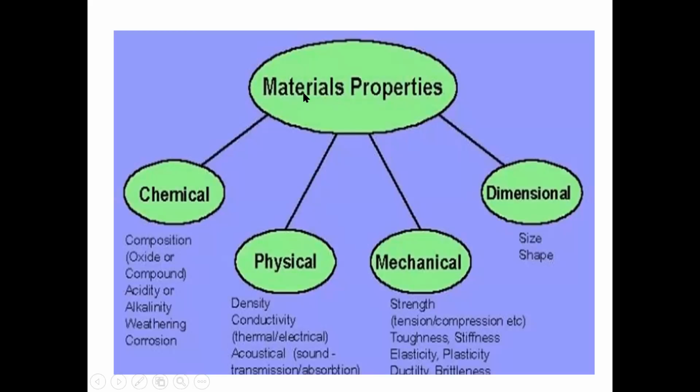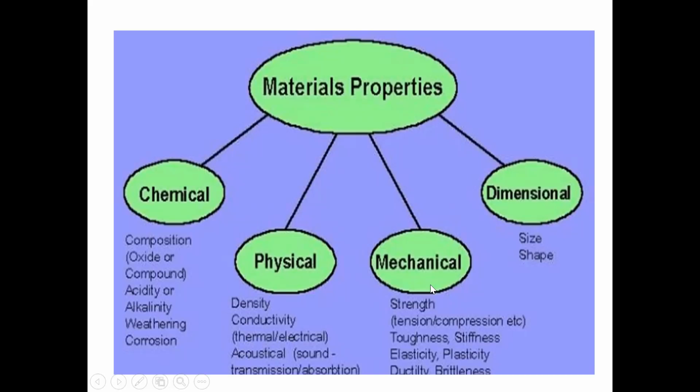So, if you come to the properties of the materials, there are four types. Sorry, material properties are classified into four types: chemical, physical, mechanical, and dimensional. Chemical properties: composition, oxides, alkalinity, and corrosion, etc. If you go to the physical properties, there are density, conductivity, thermal, electrical, acoustical, sound transmission, and absorption.